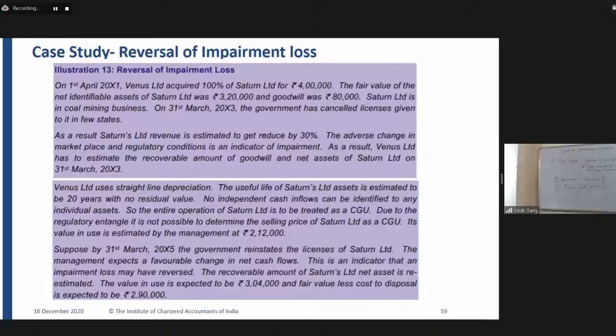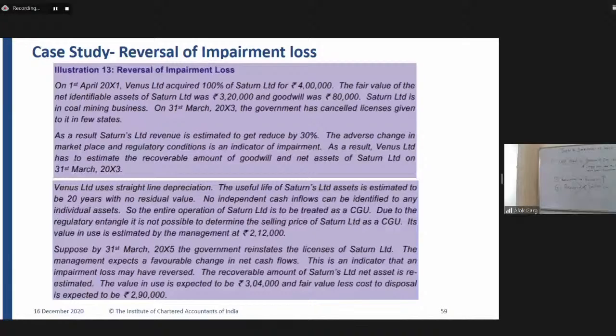Reversing an impairment loss for goodwill is not permitted. Sorry, we discussed this. So reversal of impairment loss, illustration number 13. On 1st April 2001, Venus Limited acquired 100% of Saturn Limited for rupees 4 lakh. The fair value of the net identifiable asset of Saturn Limited was rupees 3,20,000 and goodwill was 80,000. So the company has acquired an asset worth rupees 3,20,000 and 80,000 will go to goodwill.